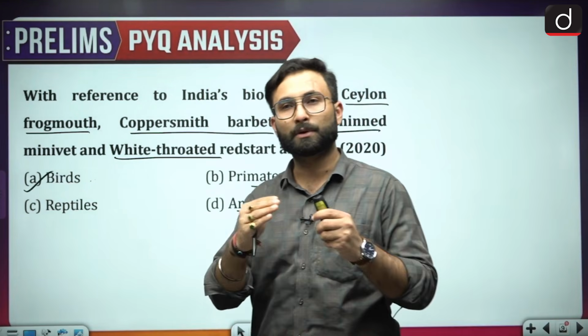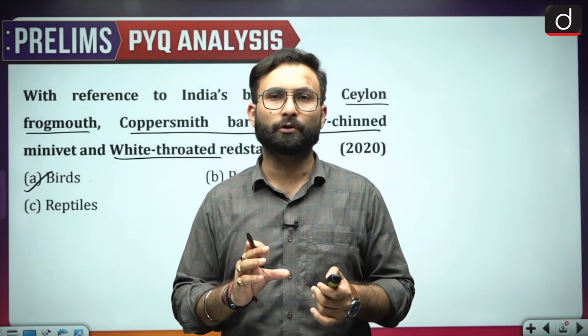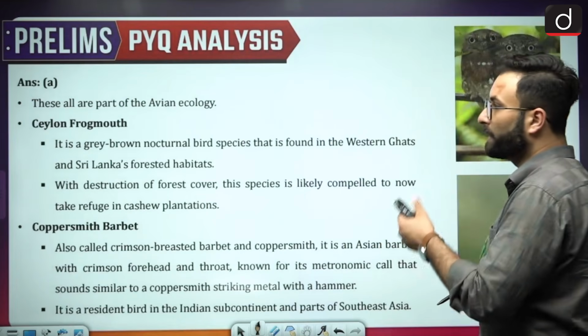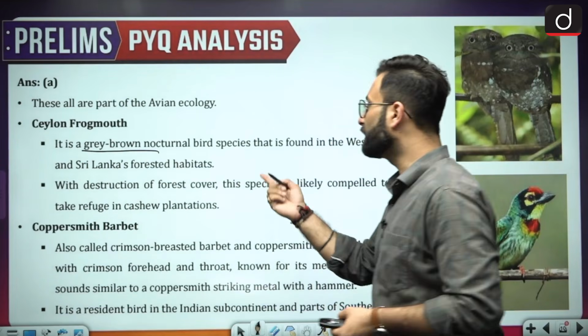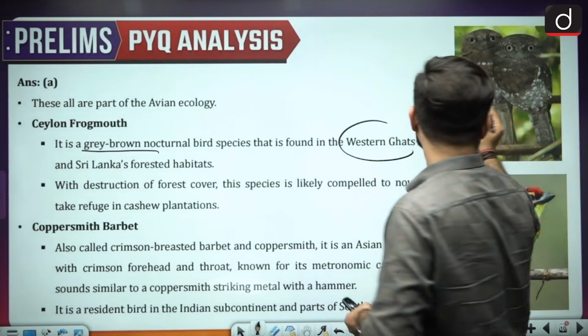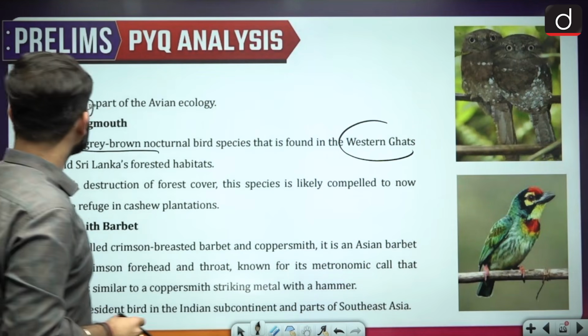Generally, when we talk about birds, you will have names which include, let's say, a color, or features which are added to the name. Over here you can see Ceylon frogmouth. This is a grey-brown nocturnal bird species that is found in the Western Ghats and Sri Lanka's forests. Here I have given the pictures also. So this is Ceylon frogmouth.